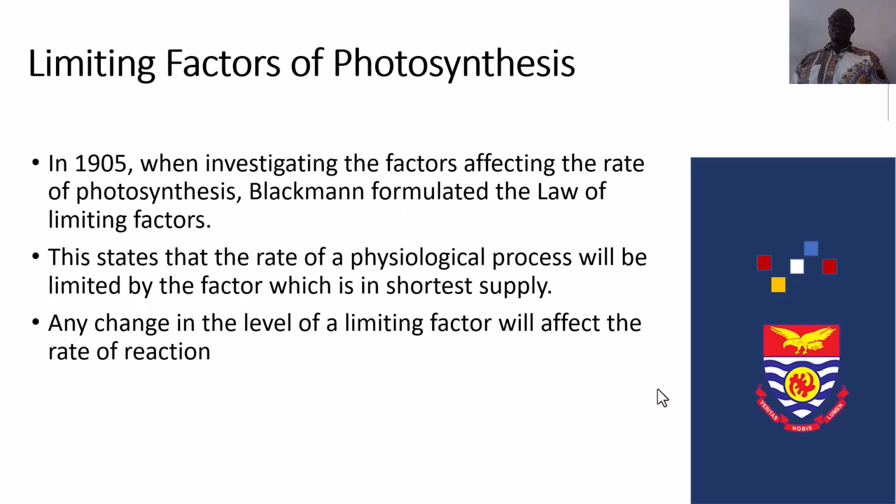Limiting factors of photosynthesis. In 1905, when investigating the factors affecting the rate of photosynthesis, Blackman formulated the law of limiting factors. This states that the rate of physiological process will be limited by the factor which is in shortest supply. Any change in the level of a limiting factor will affect the rate of reaction.